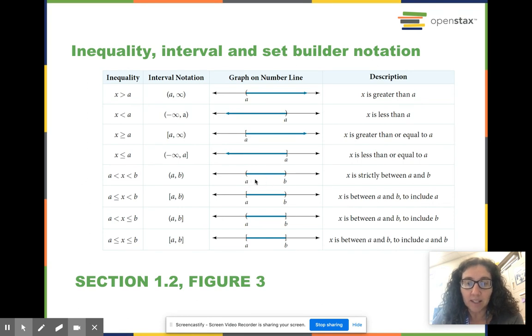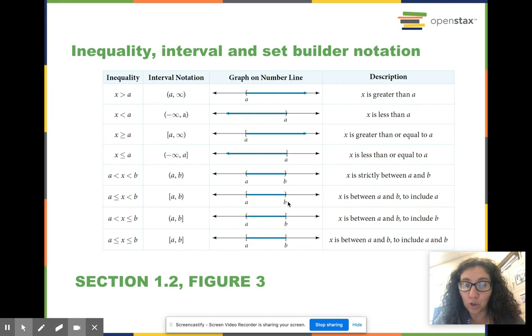Here we've got A's and B's, right? Two different numbers. And we've got our curved brackets, our parentheses. So we'd say, okay, this blue line is all the x's that are strictly between A and B. If we jump down here to the bottom, we've got two square brackets, and we'd say that's all the x's between A and B, including A and B, right?